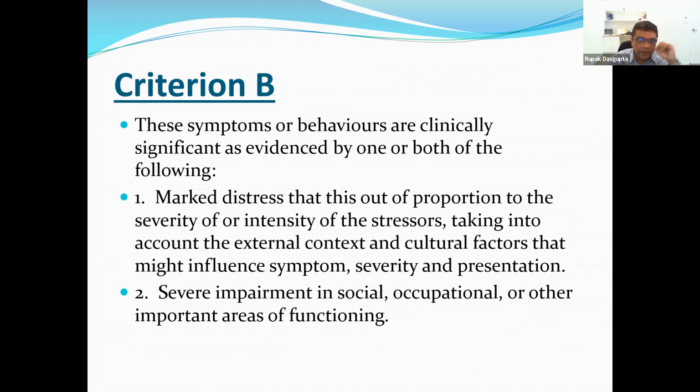Now let's go into criterion B. These symptoms or behaviors are clinically significant as evidenced by one or both of the following. So B1 is marked distress that is out of proportion to the severity or intensity of the stressor, taking into account external context and cultural factors that might influence a symptom. It's important to know that cultural factors are something that is ignored, external context is ignored. I'll explain them with examples. And B2 is the severity of the presentation, and severe impairment in social, occupational, and other areas of functioning. I'll discuss this as well. Both these are gray zones again.